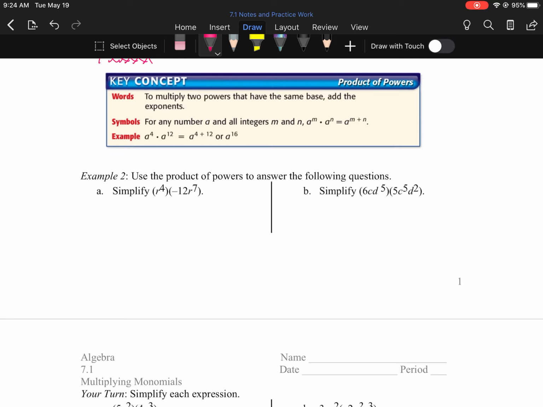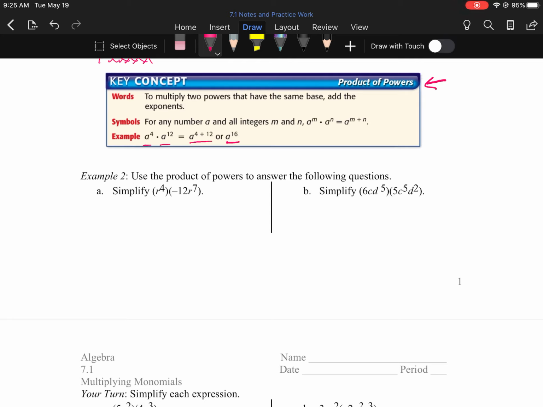All right, so the first one is the product of powers. It says to multiply two powers that have the same base, we add the exponents. So here's our example. If I'm multiplying a to the 4th times a to the 12th, we do a to the 4 plus 12, and if we add them, we get a to the 16th power.